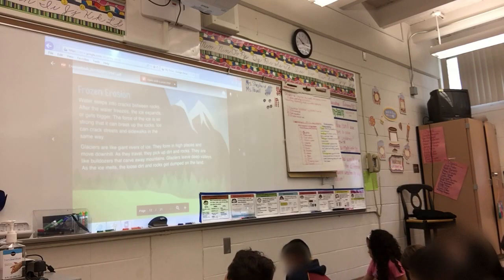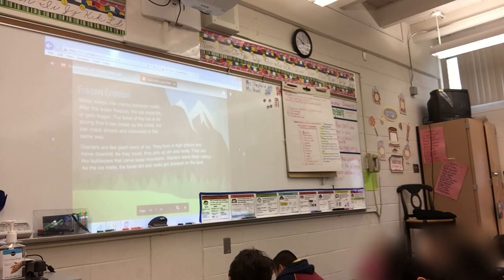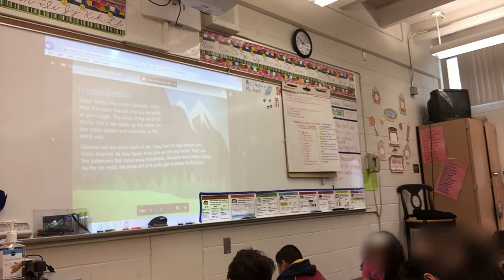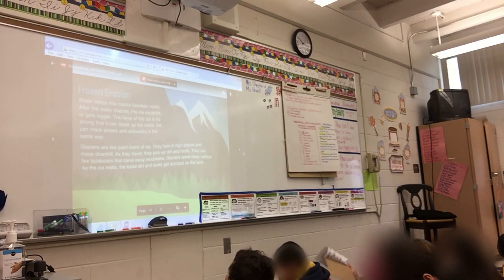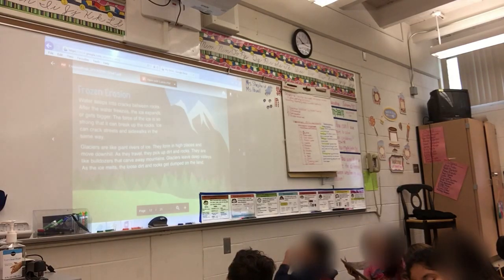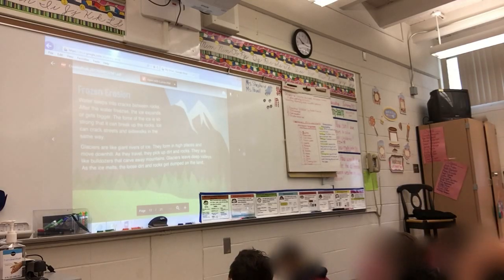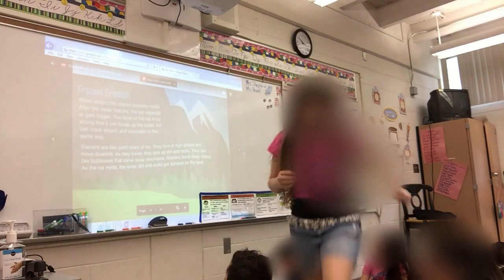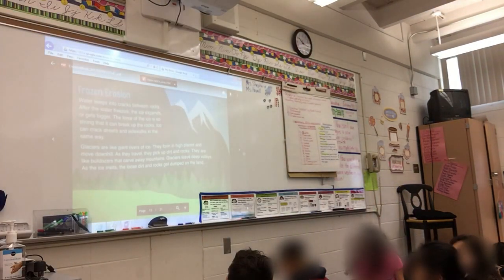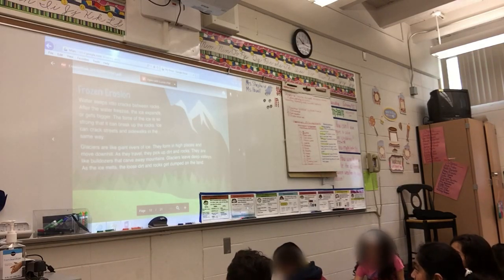Glaciers are like giant rivers of ice. They form in high places and move downhill as they travel. They pick up dirt and rock. They are like bulldozers that carve away mountains. Glaciers leave valleys as the ice melts. The loose dirt and rocks get dumped on the land.